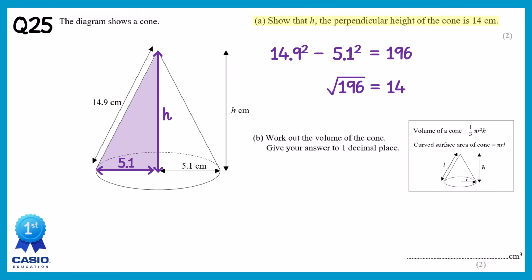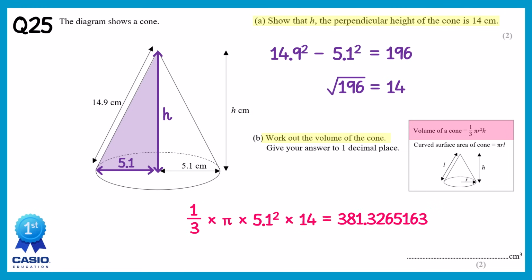In the second part of the question, we need to work out the volume of the cone. We've been given the formula for the volume of a cone, which is 1/3 pi r squared h. So we're just going to use this formula to work out the volume. So it's 1/3 multiplied by pi, then multiplied by r squared, so multiplied by 5.1 squared, and then multiplied by h, which we just found was 14. If you type this into your calculator, you get this number here. This question says to round it to one decimal place, so it'll be 381.3.